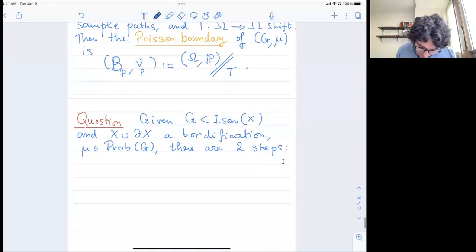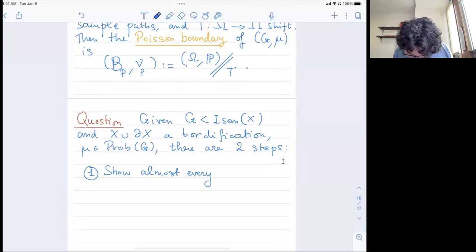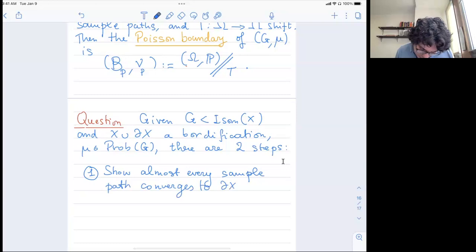The first one is to show that almost every sample path converges to the boundary. And the second is to show, so the first step will tell us already something quite non-trivial. This will tell us the boundary of X with mu is a mu-boundary.